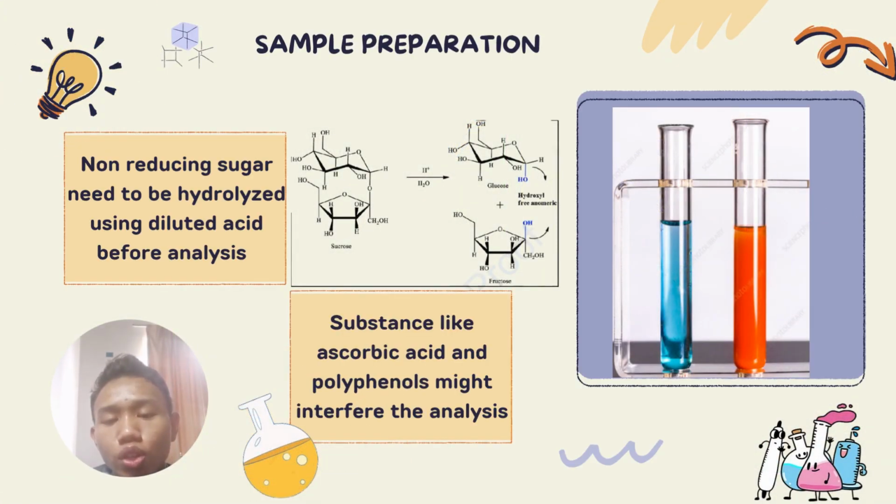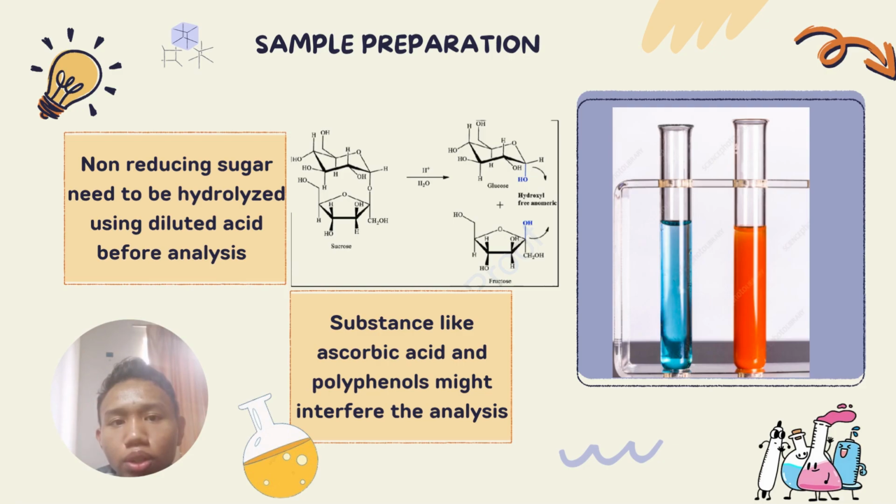Now we move on to the sample preparation. Non-reducing sugar, like sucrose, must first be hydrolyzed into glucose and fructose using diluted acid before analysis. This is because they lack a free aldehyde or ketone group that can react with Benedict reagent or other oxidation agents used in tests for reducing sugar. By converting them into simpler monosaccharides like glucose and fructose, they do have this kind of reactive group, allowing them to be detected.